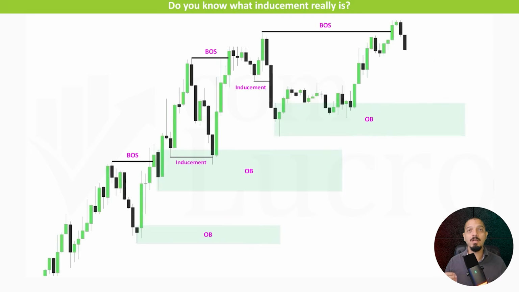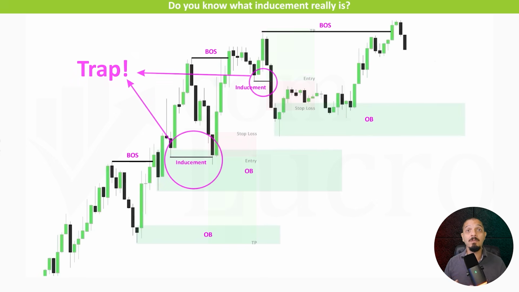Traders, do you know what inducement really is? Inducements are specific market setups designed to tempt traders into entering positions, often in the wrong direction, so smart money can collect liquidity. In simple words, an inducement is a trap for traders that makes them enter the wrong direction before the real move starts.